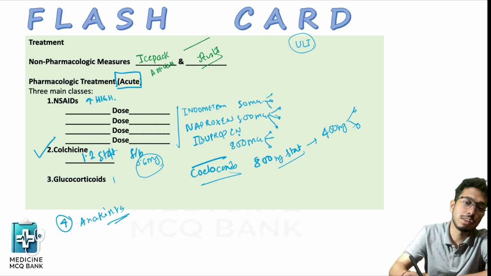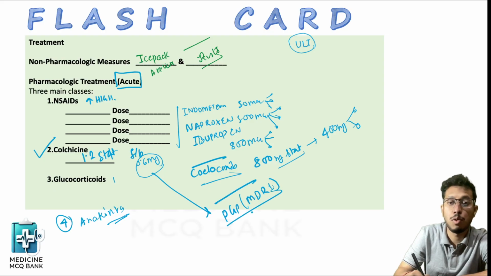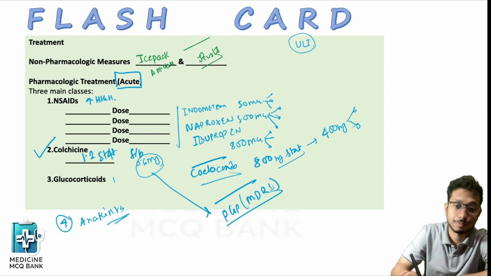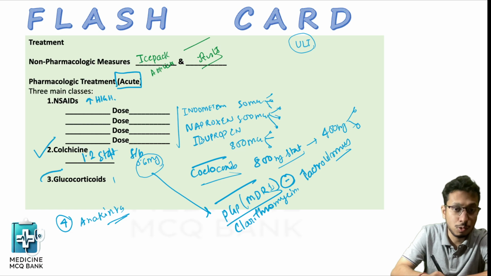But the issue with colchicine is that it is metabolized by something known as P-glycoprotein or MDR1, multi-drug resistance 1, in our body, and any inhibitor of it, if used, should be used cautiously with colchicine. For example, if clarithromycin or tacrolimus is used, it should be used cautiously along with it. Right. Okay. So when is glucocorticoid preferred?